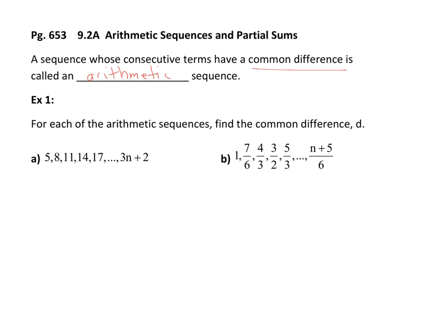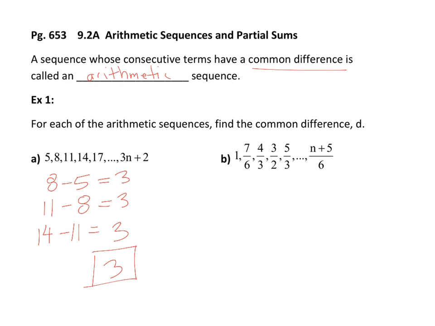To find the common difference, choose any term that has a term before it. So we'll choose 8. Subtract the term before it, and we have 3. Then I'll go to the next term, 11. Subtract the number before it, I get 3. Take 14, subtract 11, I get 3. So I have a common difference here, and the common difference is 3. That's my d.